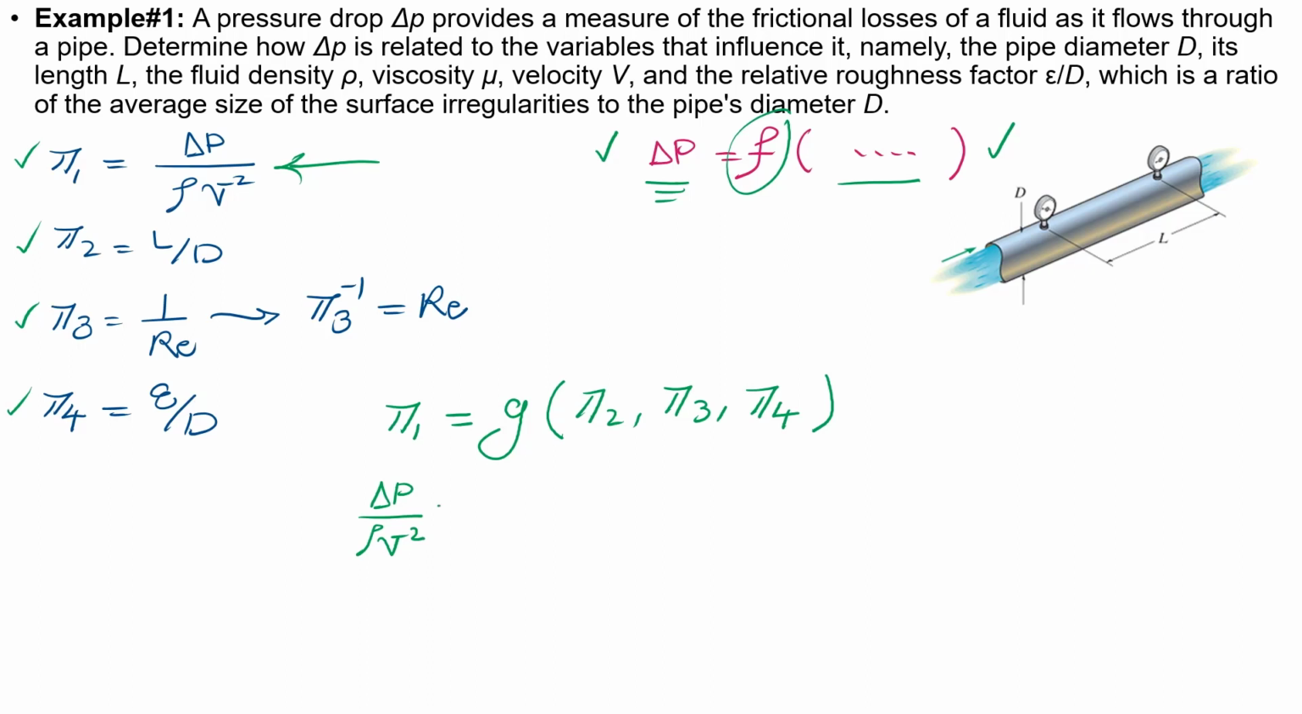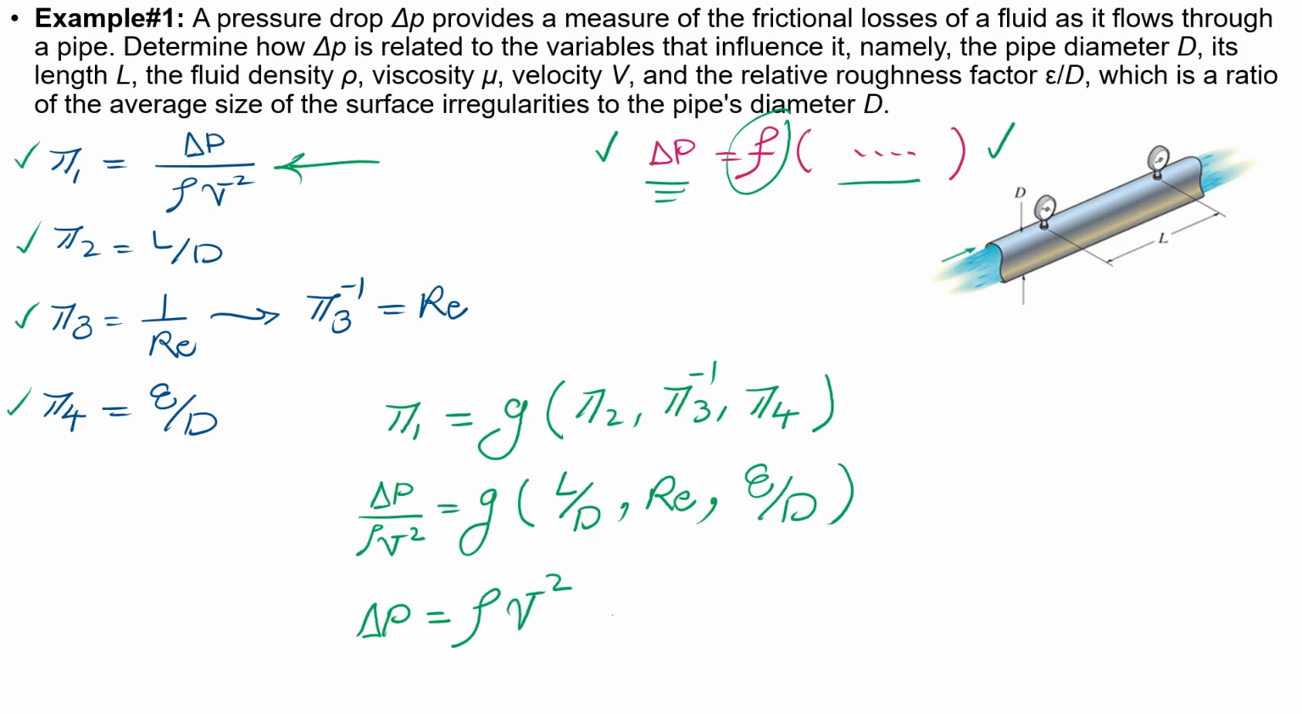Now, if I write this down, it would be delta P over rho v to the power 2 is a function of L over D, pi 3, I'm going to use pi 3 to the power -1, Reynolds, and also pi 4 is K sub S or epsilon over D. All right, let's write it a little bit more organized. Delta P is going to be, I'm just going to put rho and velocity to the power 2 over here, a function of L over D, Reynolds, and epsilon over D.